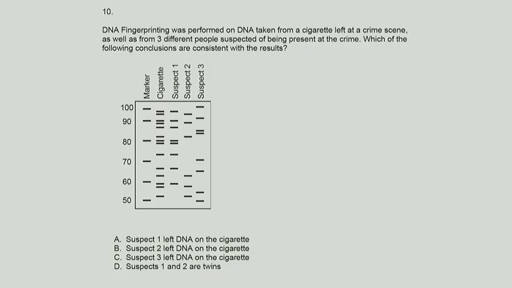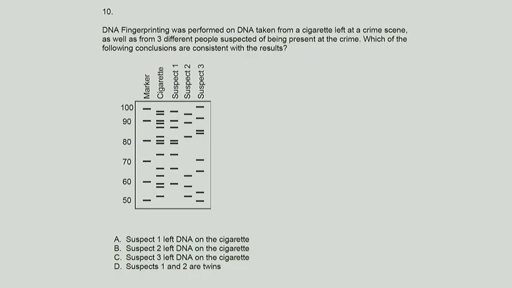Okay. DNA fingerprinting was performed on DNA from a cigarette left at a crime scene. Which of the following conclusions are consistent with the results? So whose DNA is on this cigarette based on the banding patterns? Suspect 1, right? So if you look at suspect 1, all of those line up. What about suspect 2? Also, yes. Suspect 2, every single band aligns with something that is on the cigarette.